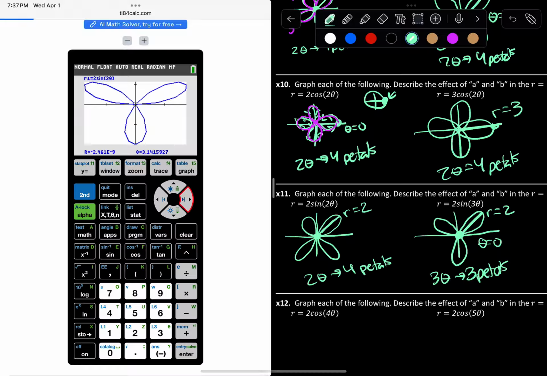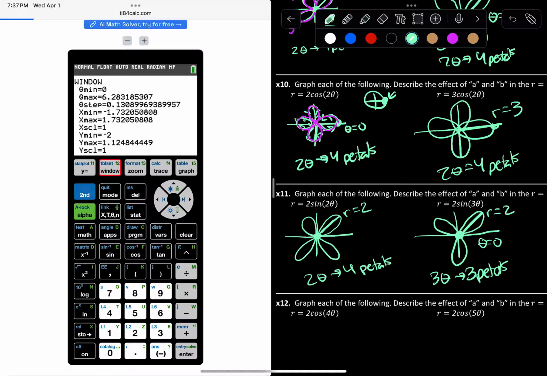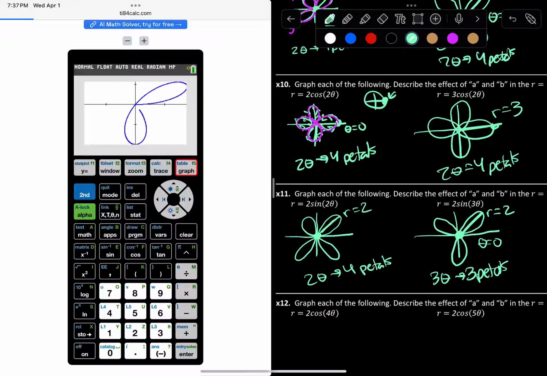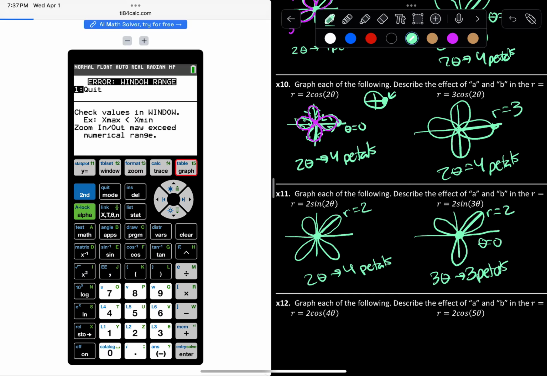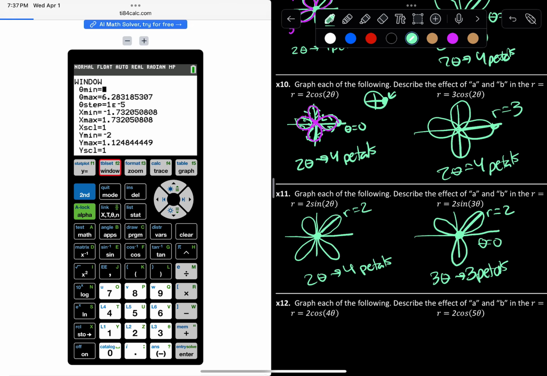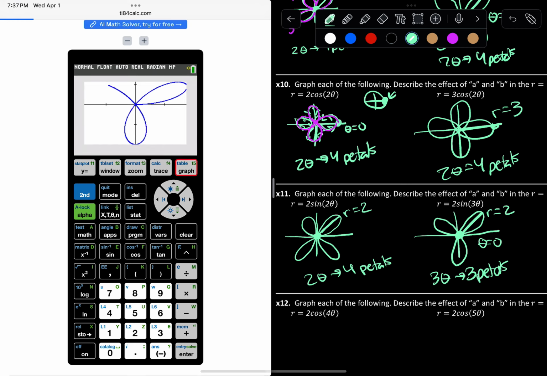Now, if you're seeing that your petals are getting choppy, like linear, go to your window and then change your step size. So put like 0.001, make it smaller. It will take longer to graph, but it does smooth it out. So again, if you go to window, it is your theta step. Make it smaller. Don't make it too small though, because it looks like 0 to the calculator. So maybe 0.001 and that'll smooth out the curves for you.